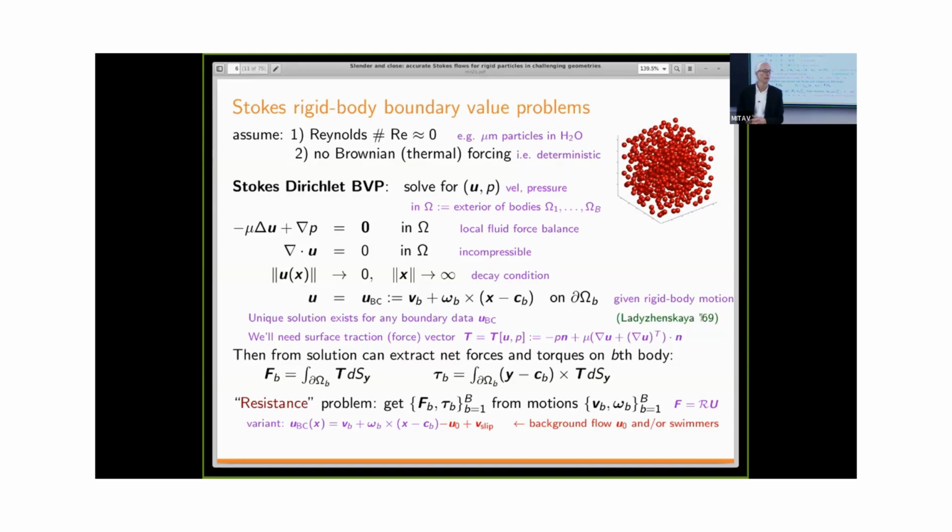Yes. What is Y and CB in the torque? What's Y and CB that you're integrating for the B torque?